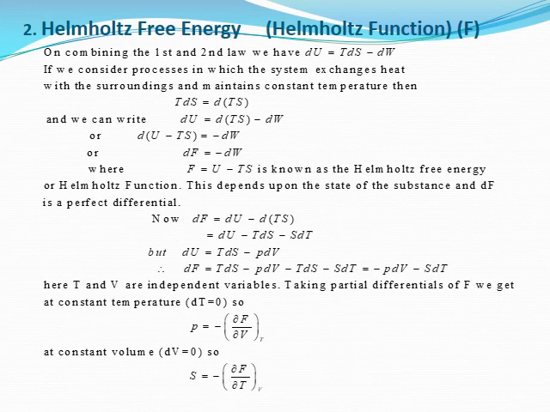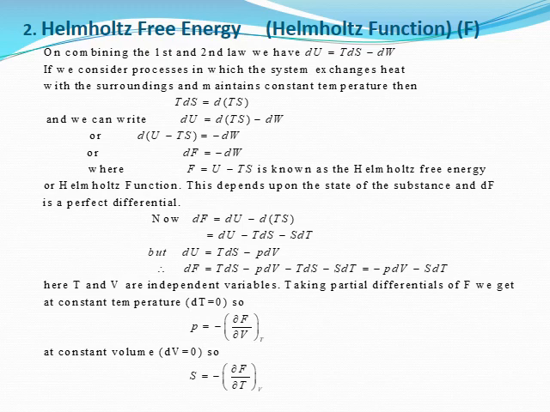Now we discuss Helmholtz free energy, which is also called Helmholtz function, represented by the symbol capital F. On combining the first and second law, we have dU is equal to TdS minus dW. If we consider processes in which the system exchanges heat with the surroundings and maintains constant temperature, then we can write TdS is equal to d of TS, and we can write dU is equal to d of TS minus dW, or d of U minus TS is equal to minus dW, or dF is equal to minus dW, where F represents the term U minus TS, and this is known as Helmholtz free energy or Helmholtz function.